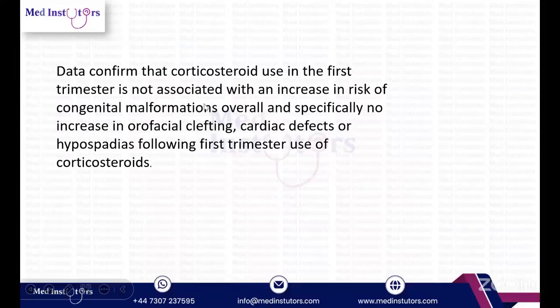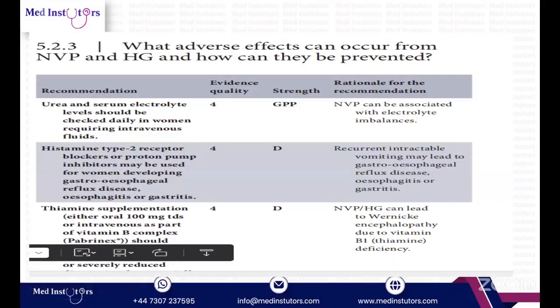Data has confirmed that corticosteroid use in the first trimester is not associated with an increased risk of congenital malformations. So now they are telling us about the safety of these medications we are using. Overall and specifically, there is no increase in orofacial clefts, cardiac defects or hypospadias following first trimester use of corticosteroids. So what adverse effects can occur from nausea and vomiting, and how can they be prevented?